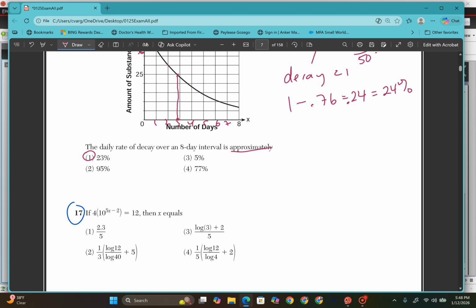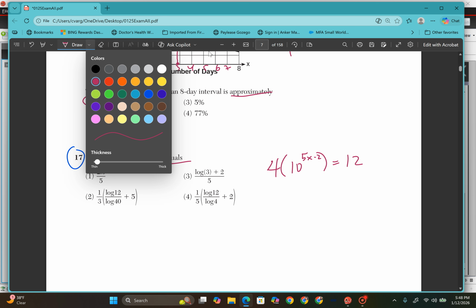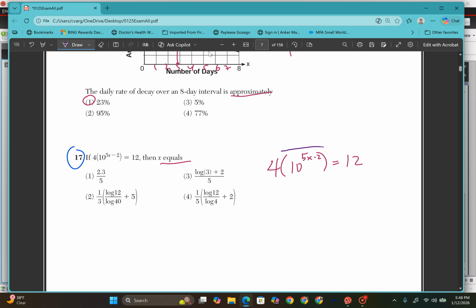Okay. All right. This next one. With your permission, I'm going to do this by hand. 4 times 10 to the 5x minus 2 equals 12. Okay. Let's do this by hand. You could use the calculator for this. We kind of did this. This is equivalent, so you could plug this into the calculator 100%. But why not? We're in Algebra 2, right? Let's get our weird thing by itself. Our weird thing here is this. So how do we get rid of the 4? Divide both sides by 4.